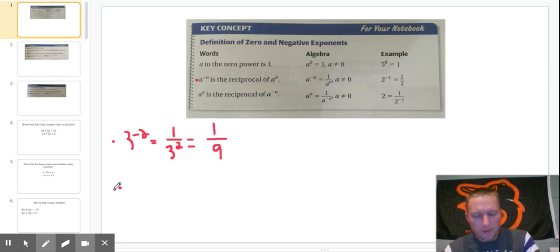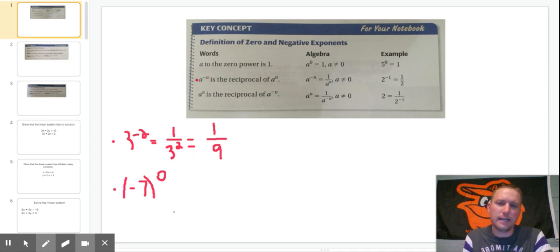Example number 2 is if we have negative 7 to the power of 0. And I believe it was Liam who asked this maybe Monday of this week. No, it couldn't have been, it was Tuesday of this week.